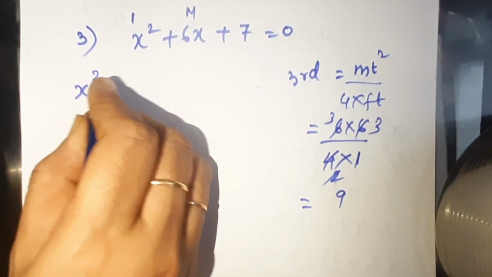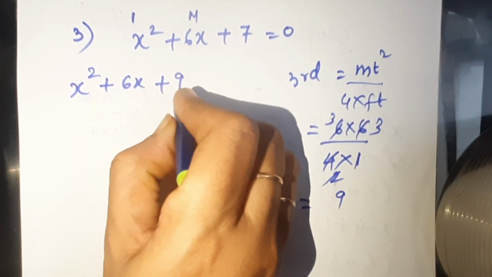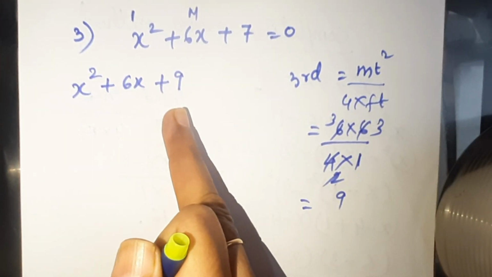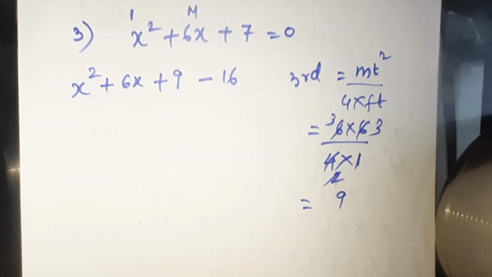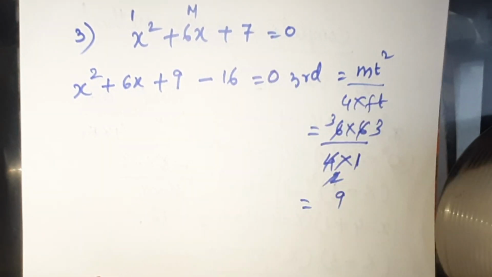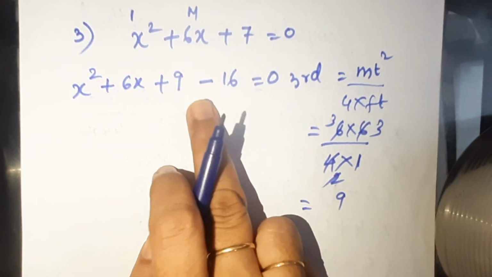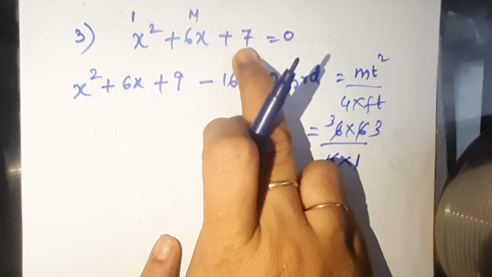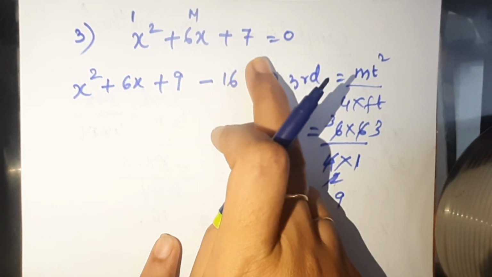Now let's start with the equation. x square plus 6x, whatever answer we are getting, that I am writing. But here 7 is there. We got 9. To make them equal, if I take minus 16, 16 minus 9 is 7, is equal to 0. Now here you can see that if I take minus 16, the sign will not match. I need to get a plus sign.